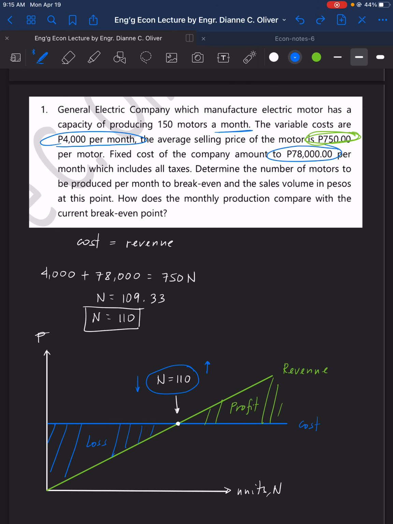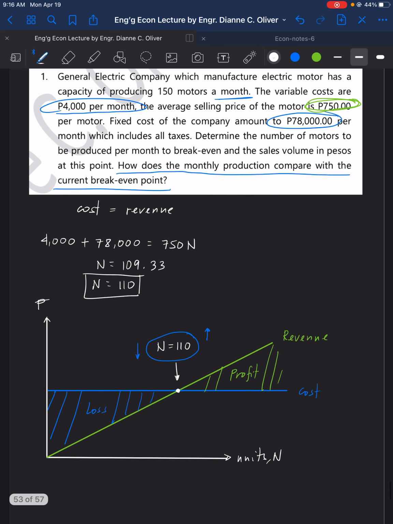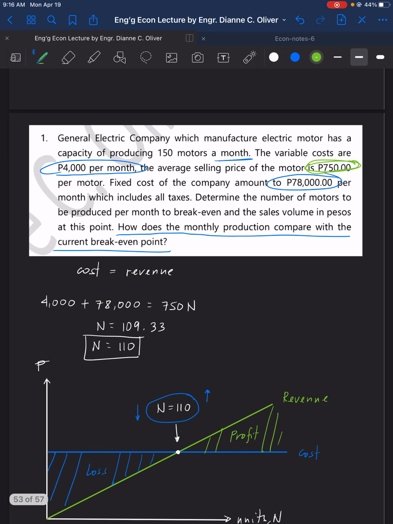Now the second question, or the second thing that we need to answer in this problem is, how does the monthly production compare with the current break-even point? So the current break-even point is 110 units. So the company is already producing 150 motors per month. So what does it mean? The company is currently producing 150 motors per month.